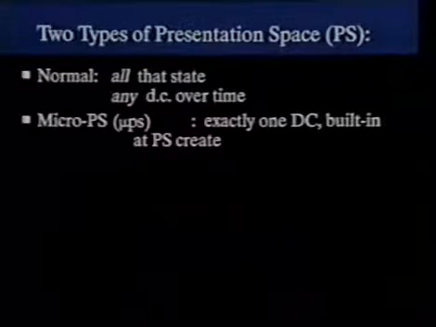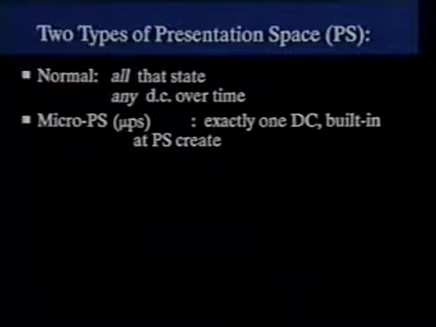Now, in fact, there are two kinds of presentation space. In particular, that's a lot of information to be stored on a routine basis by every application being used in the system. It happens that we therefore want to provide two forms of presentation space. One of them is what we call the normal space, which includes all that state and can be involved or used with any device context over time by association, as we'll look at. And the other is the concept of micro PS, where the micro PS is usable with exactly one DC and typically used with the interactive screen.